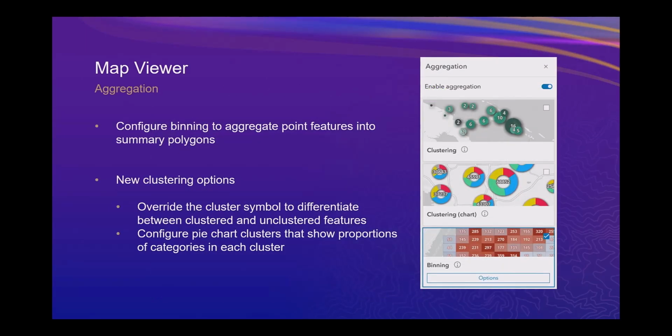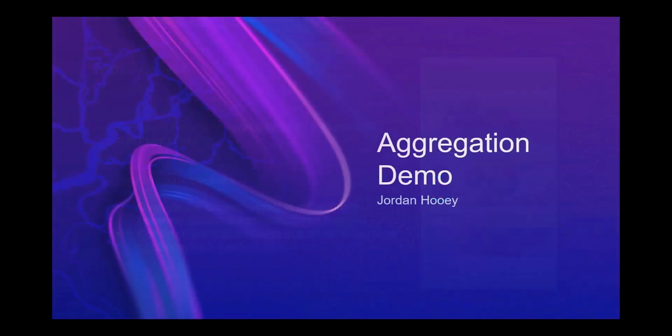New aggregation options have been added to Map Viewer, so there is now a binning option to aggregate point features into summary polygons, and some new clustering options, including the ability to override the cluster symbol and configure pie chart clusters. All right, so we're going to get into a little demo so we can see what the new aggregation pane looks like.